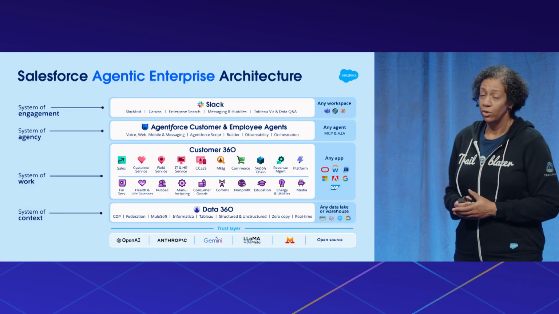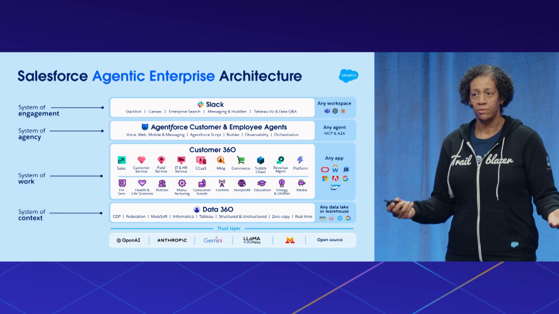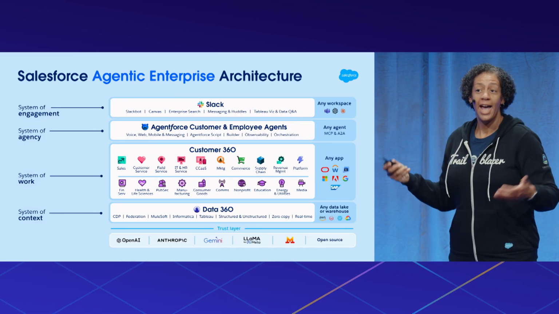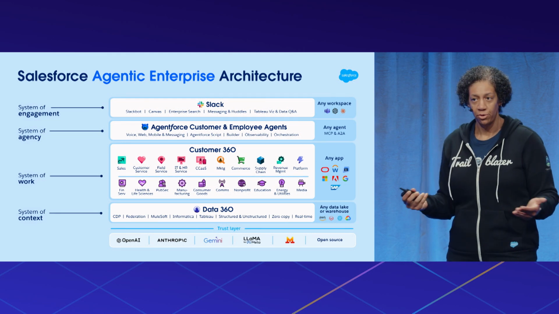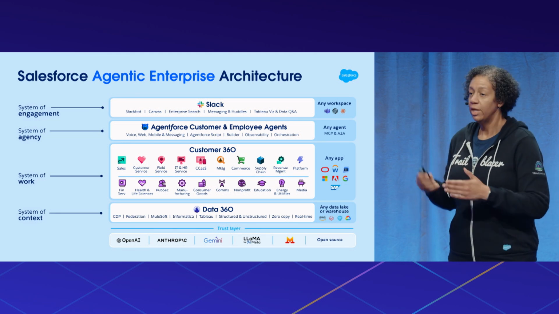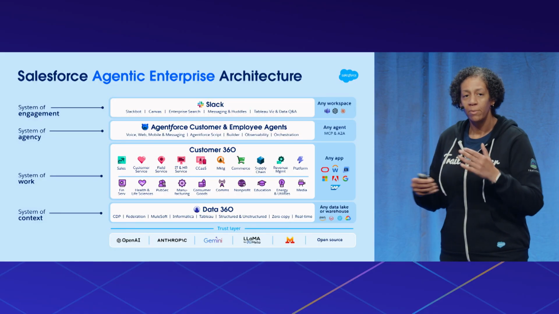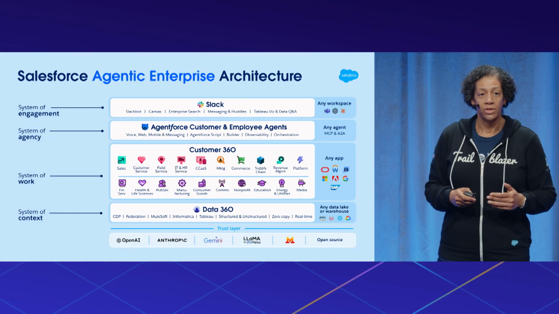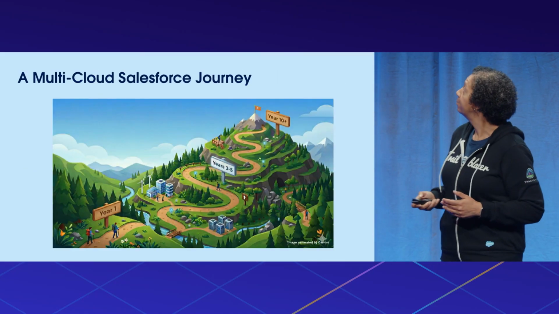And then your next level is your system of engagement. Of course, we've talked a lot about Slack here this week, but you can also connect any of your systems of engagement, any of your chat interfaces, to help your end users and your customers interact with you, all using this full agentic enterprise. So I want to make sure you're thinking of where you are on your journey, and how this all ties together as we walk through it today.